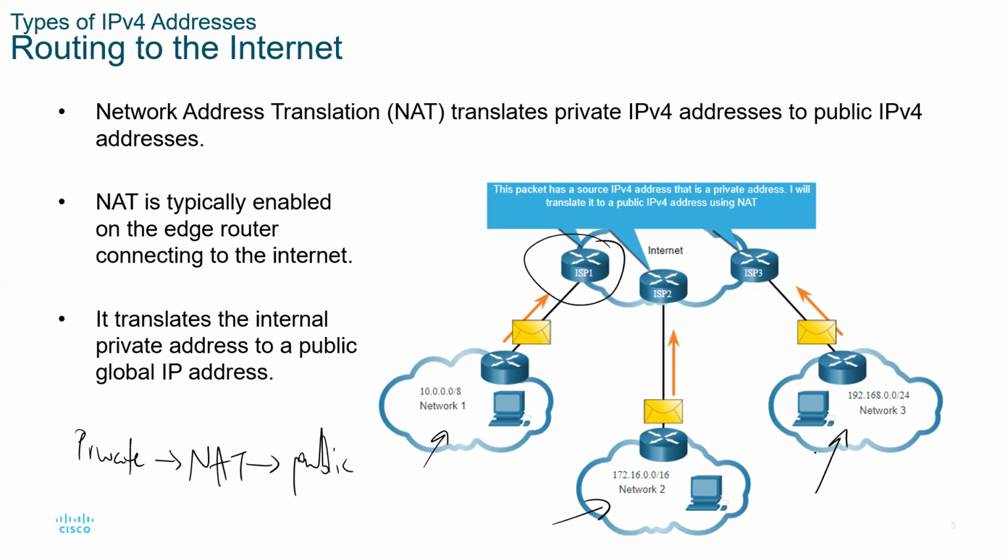We'll look at NAT in CCNA 2. There are basic configurations that can be done on a router so that you can enable it to translate addresses.